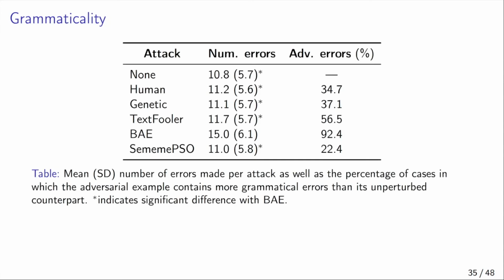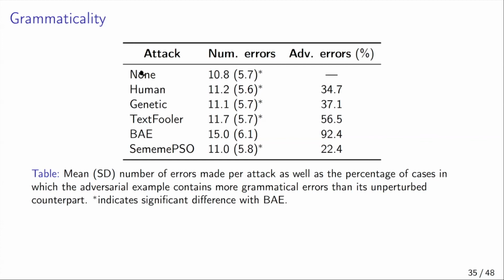Another dimension we looked at was grammaticality. So we tried to identify the amount of errors that have been introduced as a consequence of the adversarial input perturbations. And this is shown in this table here. So on the column on the left-hand side, we have the different attack methods, and then we have the number of errors here in the column next to it.